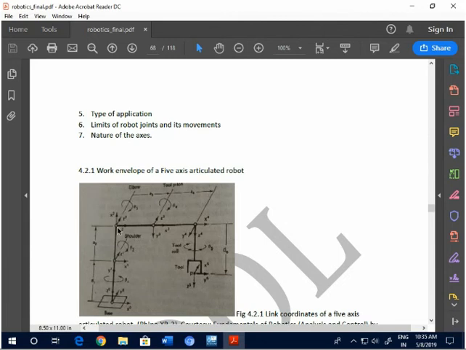Fine. Now your elbow. This is the elbow out here. So the elbow has the third angle. Again, it is a rotary joint. It is rotating in 360 degrees.